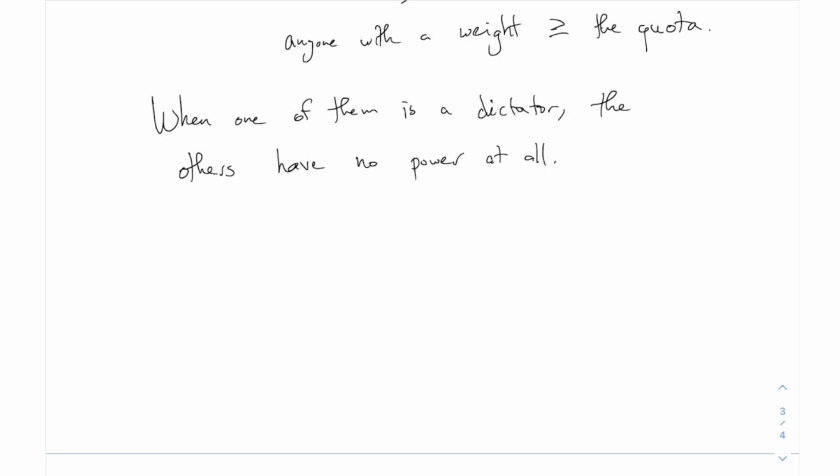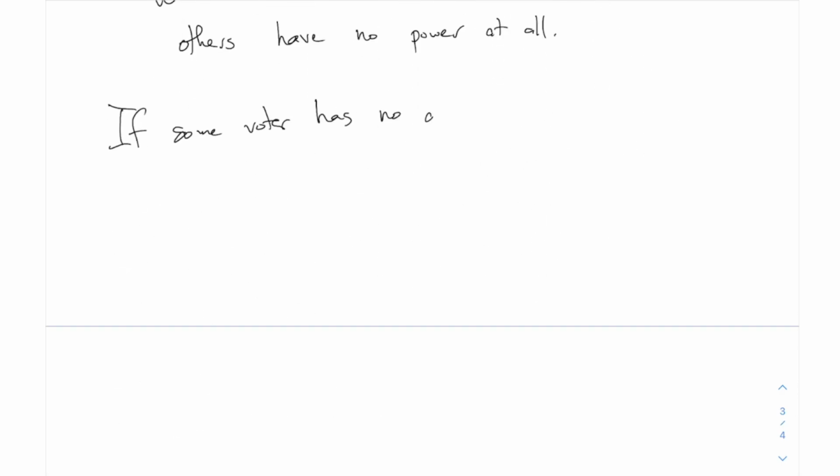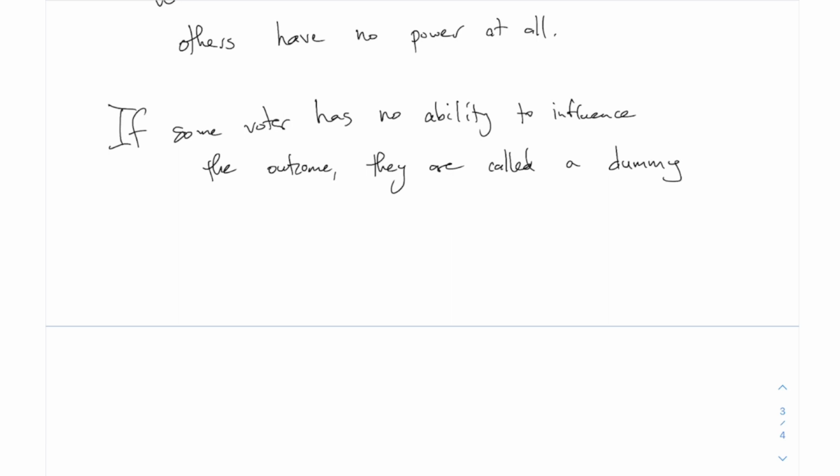And there's a name for that too. I will write this. If some voter has no ability to influence the outcome, they might actually have a weight. You might see they have a number, it's not zero, but it may be still that they have no ability to influence the outcome. They are called, I'm not making this up, this is the word that they really use for this, a dummy. All right? This is a person who has no power at all in the system, even if this doesn't mean their weight is zero.